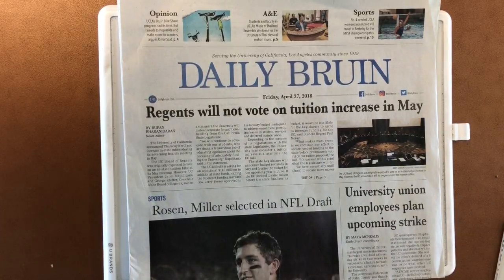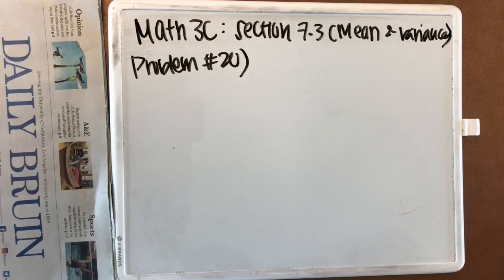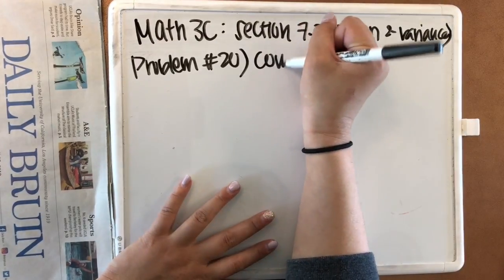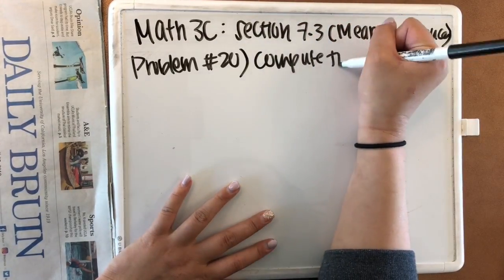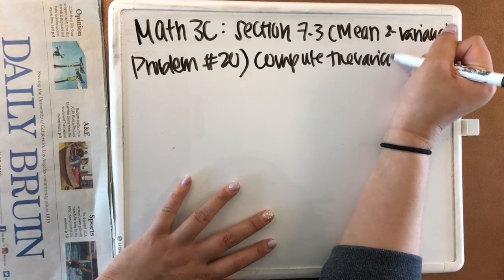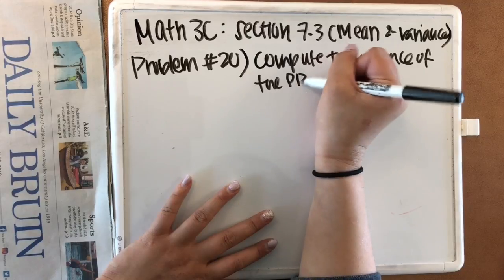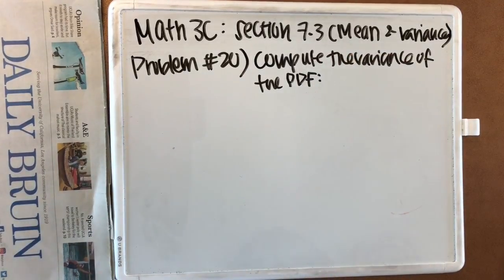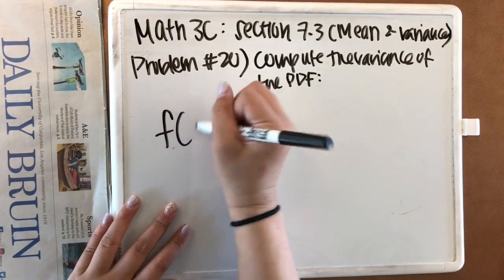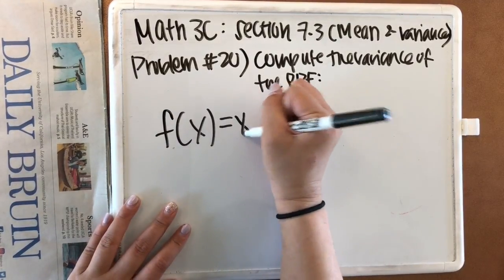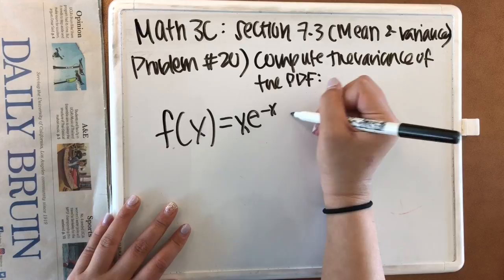And today I am going to do my vlog about a math problem. So I'm in Math 3C, which is Calculus for Life Science students. And in section 7.3, we've been learning about mean and variance. And the problem that they asked us to do, or that I'm doing for you, is number 20. And the instructions are to compute the variance of the PDFs.